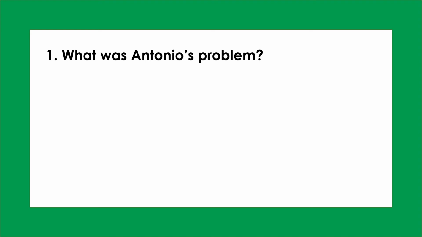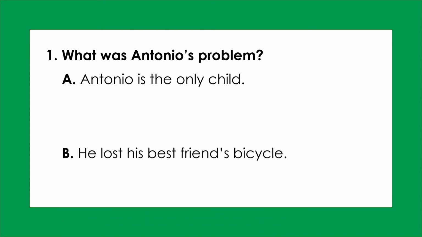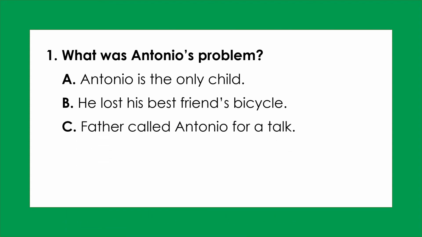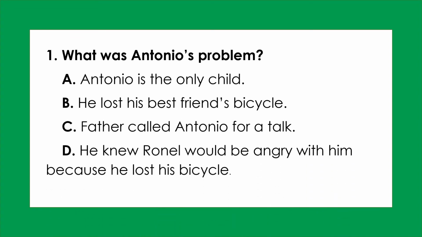What was Antonio's problem? A. Antonio is the only child. B. He lost his best friend's bicycle. C. Father called Antonio for a talk. D. He knew Ronel would be angry with him because he lost his bicycle. The answer is letter D. He knew Ronel would be angry with him because he lost his bicycle.